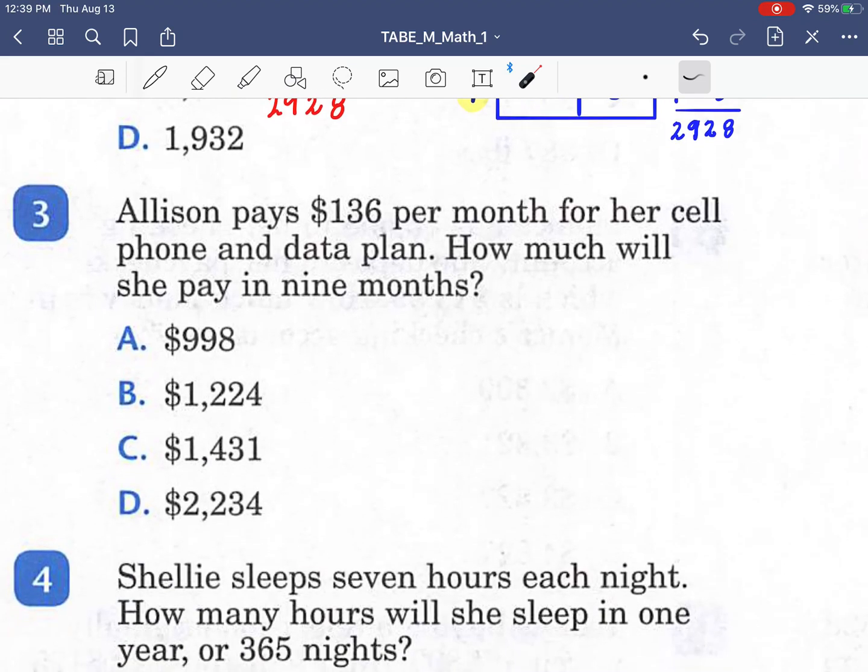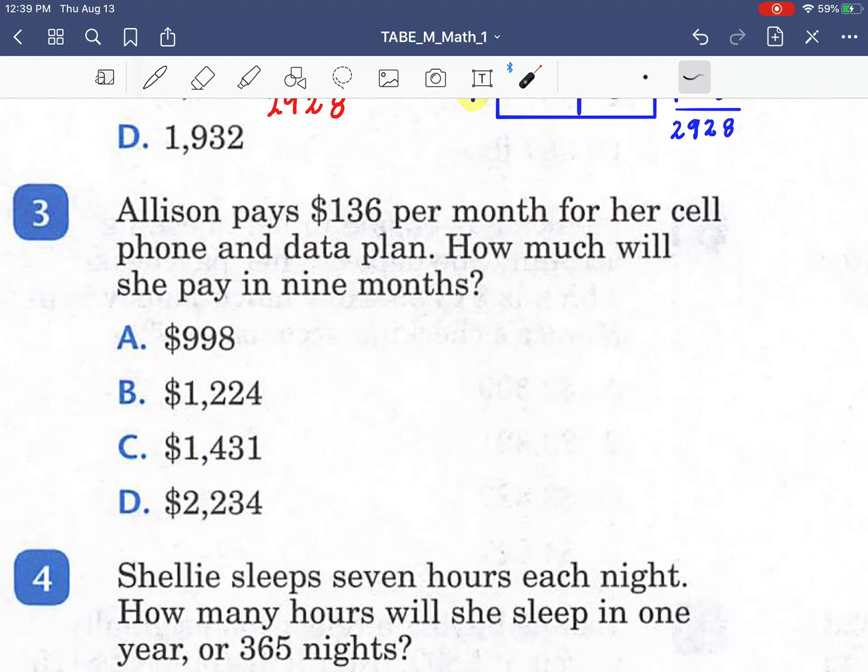All right, number 3. Allison pays $136 per month for her cell phone and data plan. How much will she pay in 9 months? So we have 136 times 9. And we get 6 nines are 54. 9 threes are 27 plus 5 is 32. 9 times 1 is 9, 10, 11, 12. So with regular multiplication, the answer to number 3 is 1224.